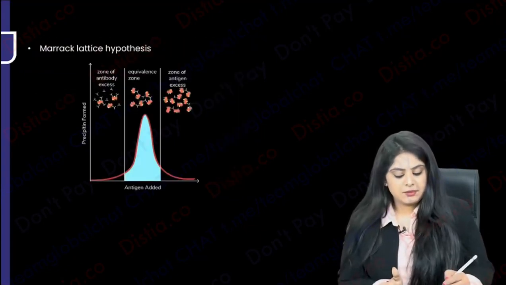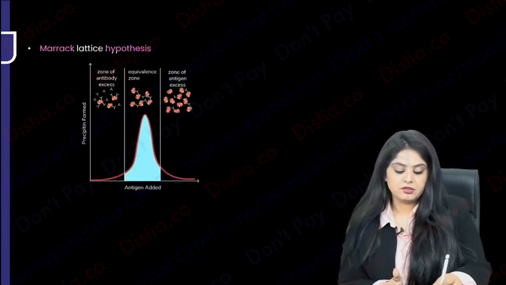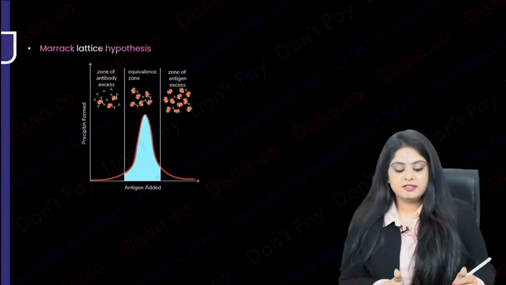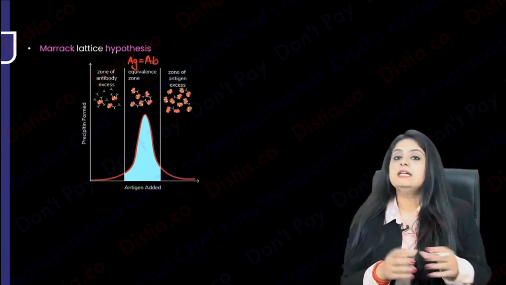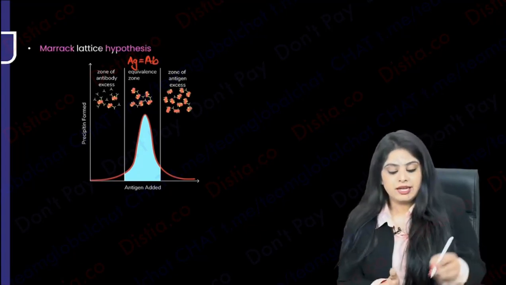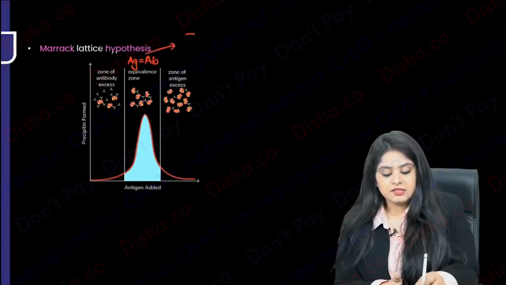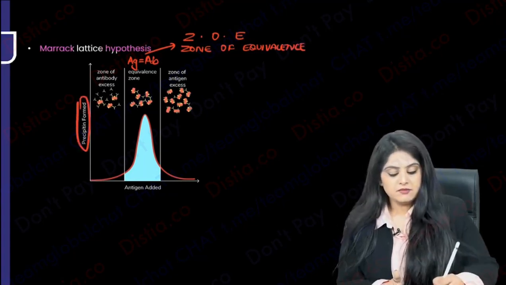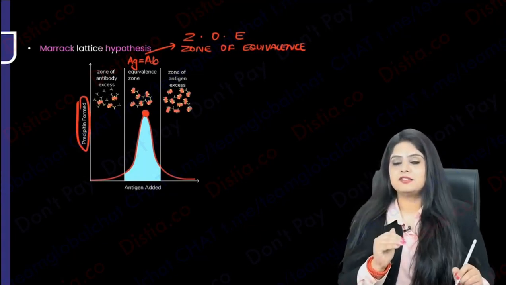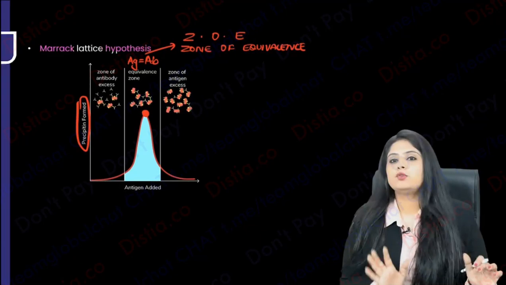Yes, there is a hypothesis known as Marek's hypothesis. It says that when your antigen and your antibody are almost similar in amount, that is when a ring will form. Can I say that this becomes the zone of equivalence? When the antigen and antibody are in the same amount, the precipitate formed is at its maximum. Anything less or more is going to create a problem.